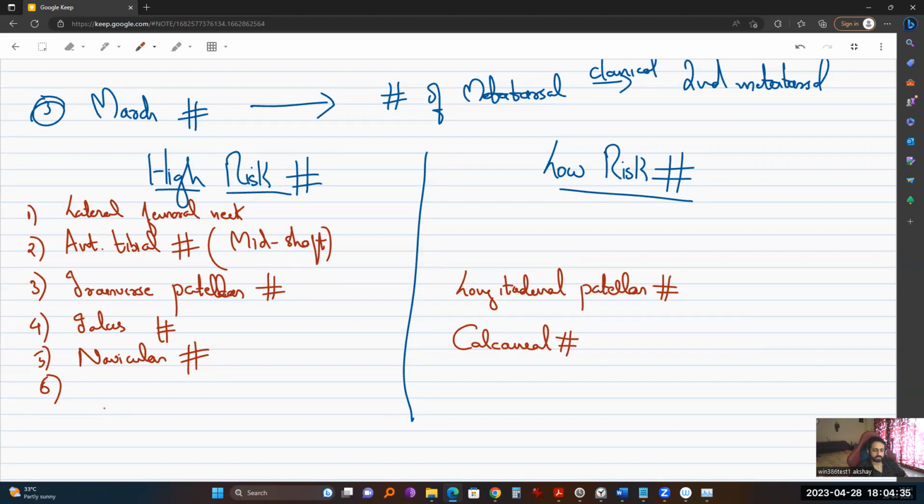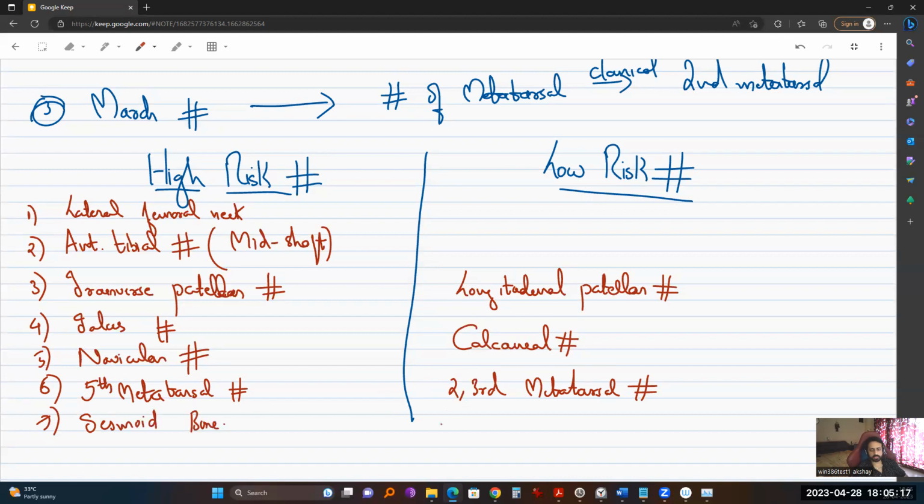The interesting thing about high risk fracture among the metatarsal bones is that it's only the fifth metatarsal bone. The fifth metatarsal fracture is a high risk fracture, whereas the second and third metatarsal fractures can be treated conservatively because they are low risk. And the last one is the sesamoid bone, a small bone fracture.